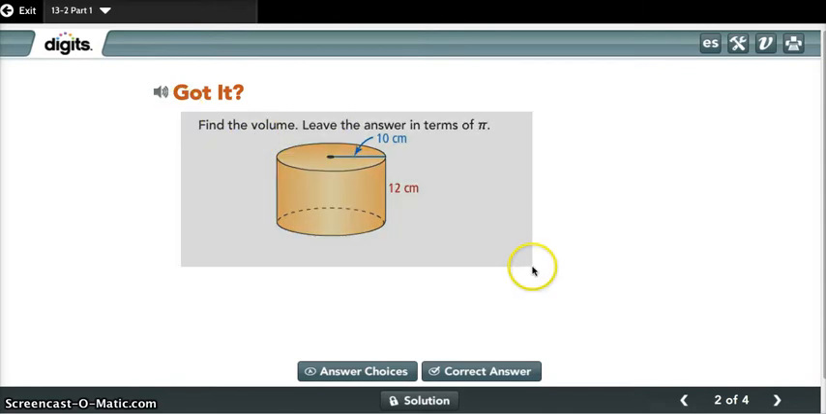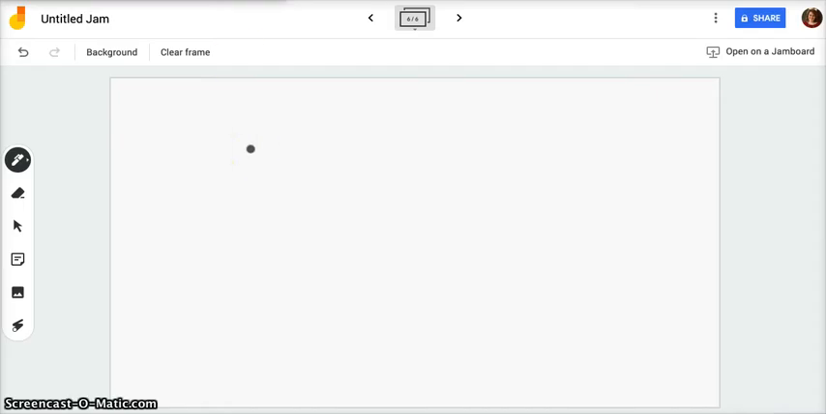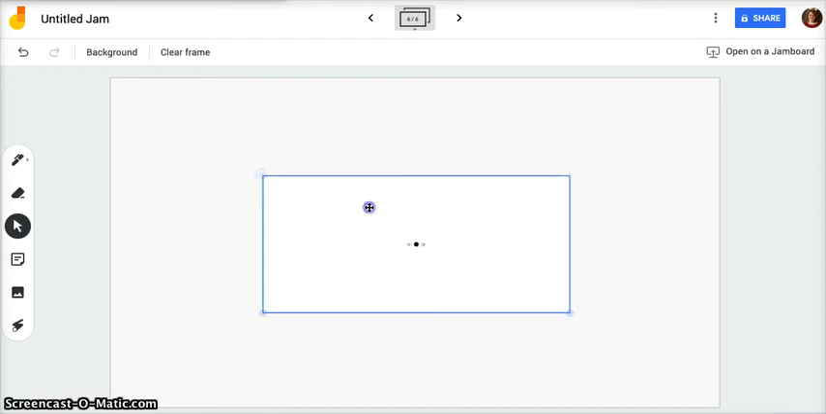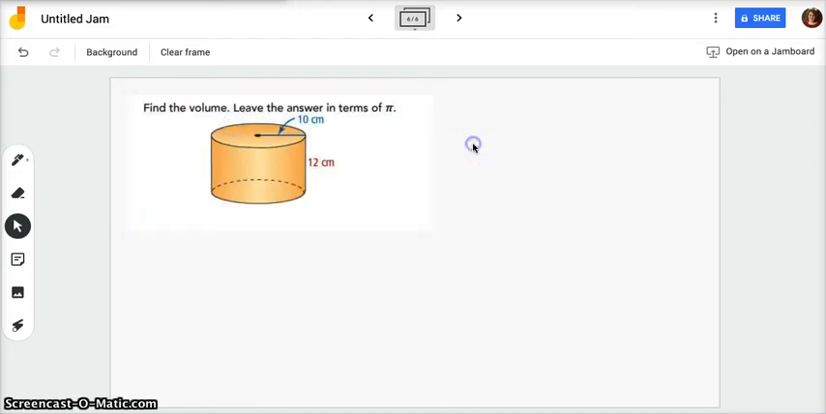Let's go ahead and talk about what it means to leave this in terms of pi, and then check to see what answer you got. So when it says to leave something in terms of pi, it means to not multiply your numbers by 3.14, but instead to leave the symbol pi in your answer. And we'll talk about that in just a moment.